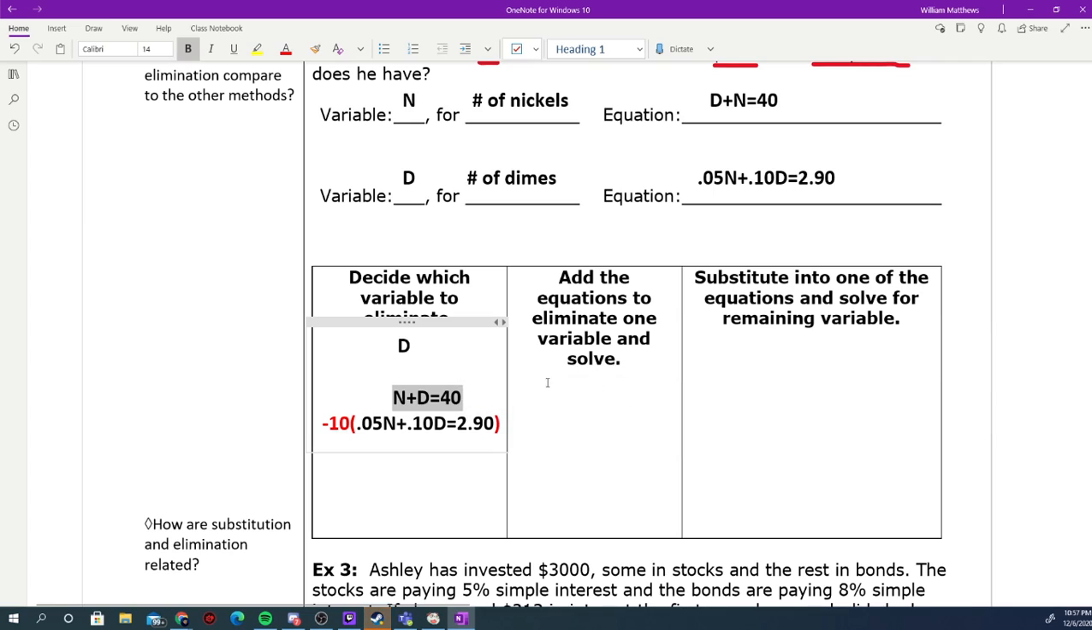So with that, going through your steps, negative 10 times 0.05n will be negative 0.50n, negative 0.05n minus 1 dime, keep this still lined up, and this will equal negative 29.